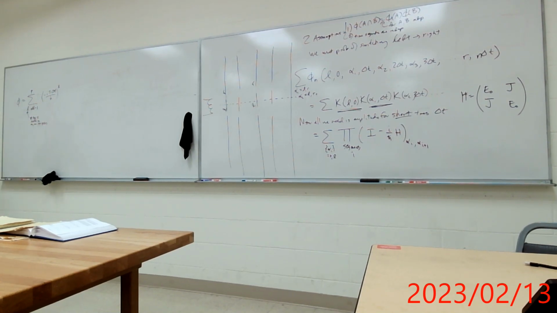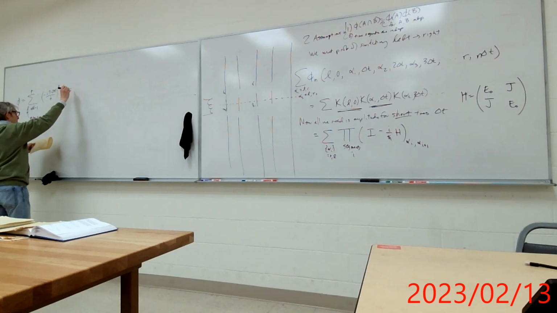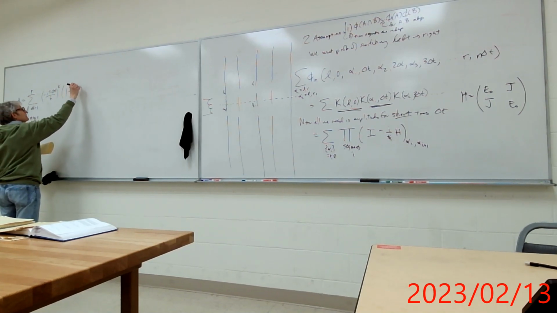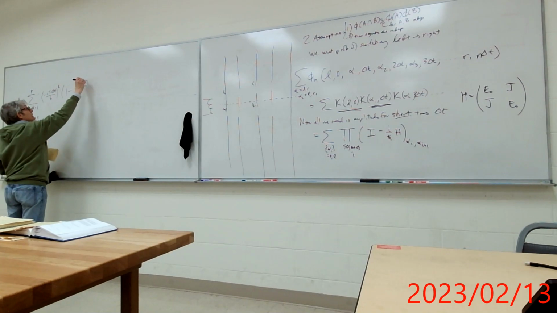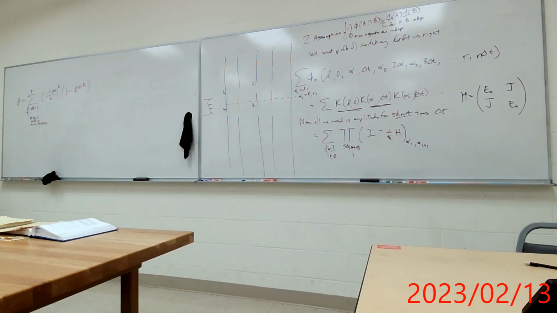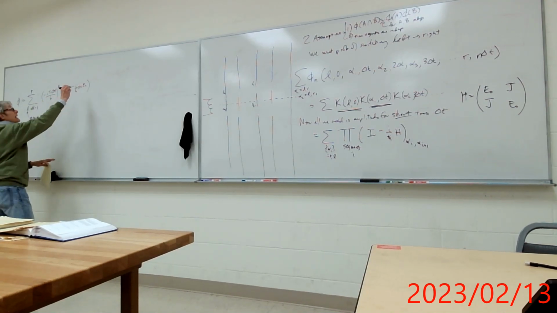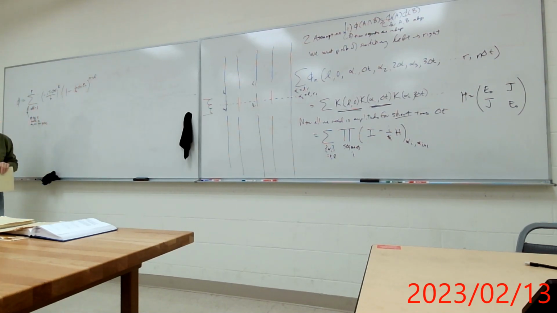Still okay? If I don't switch, then I pick up a factor of 1 minus i over h bar delta t E naught. Now, how many times do I not switch? Well, remember that I've got n total steps. So if I switch L times, then I have n minus L intervals left that I didn't switch.